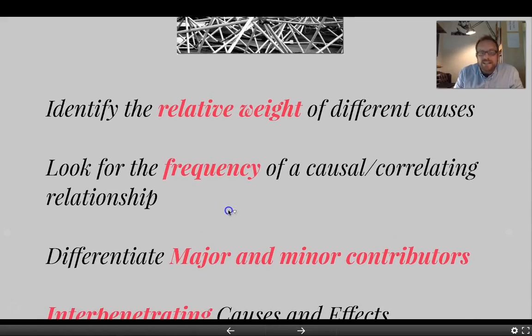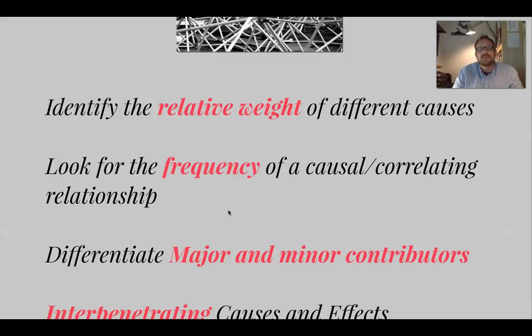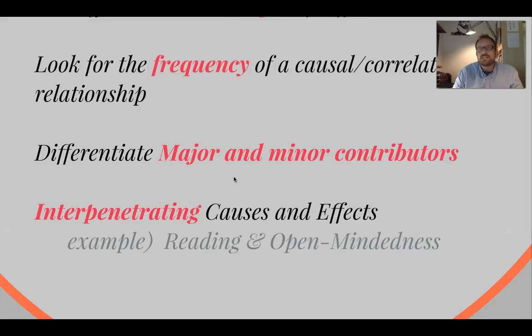Number two, look for the frequency of a causal or a correlating relationship. So for instance, ask how often does this correlation occur? Does this occur with high frequency or with low frequency? Right? Oftentimes the relative weight and frequency go together. Also, you can differentiate major and minor contributors, right? So for instance, if something occurs and multiple causes enable it to occur, some causes are more important, they're major contributors to an effect. Other causes are minor contributors, right? So when we're looking at the world of complexity, we're looking at a multiplicity of causes that occur, or a multiplicity of events that cause other events. And some of those causes are major and others are minor. You might say that you have major and minor antecedent events.